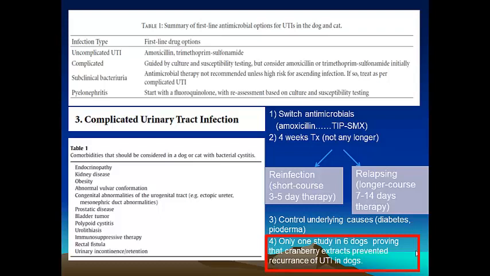And in humans, they have found that cranberry juice is usually pretty good to prevent those recurrences. But at the moment, there are really no good studies in dogs to say what can be done to prevent it.